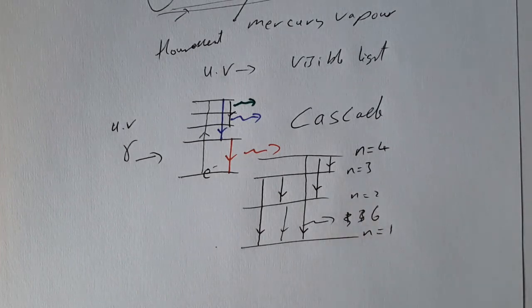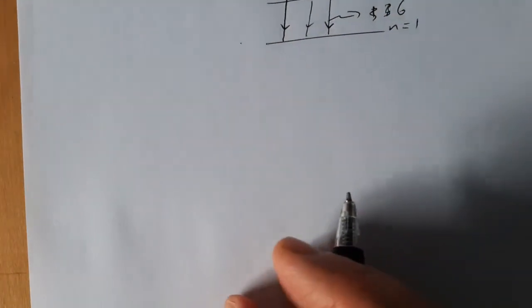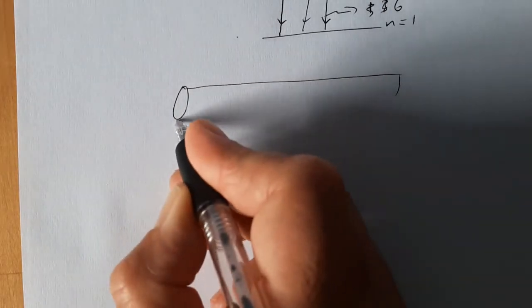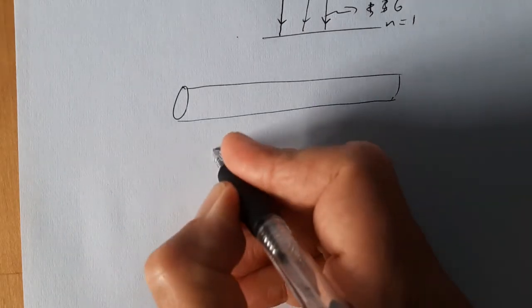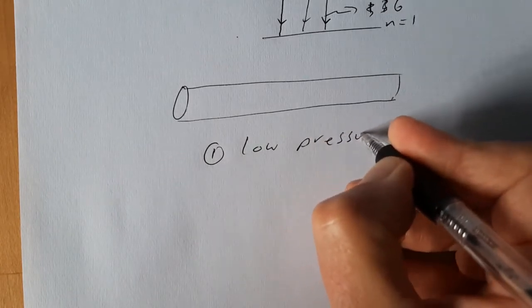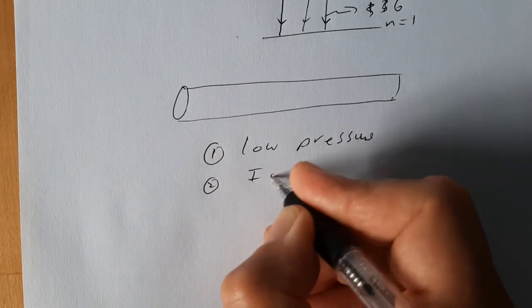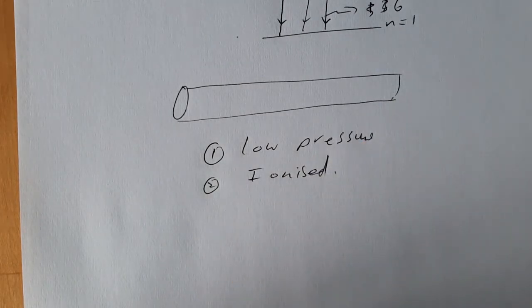And there have been questions that refer to that. So, 2 other things that you're expected to know about the gas inside the tube. The first is that the gas is under low pressure. And the second is that the gas is partly ionized. And we just need to make sure you understand why that is.